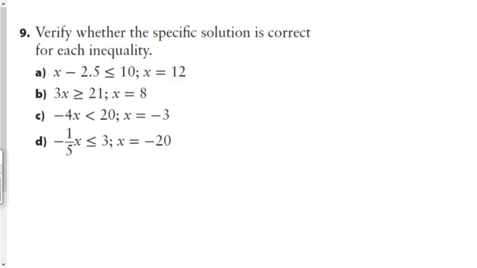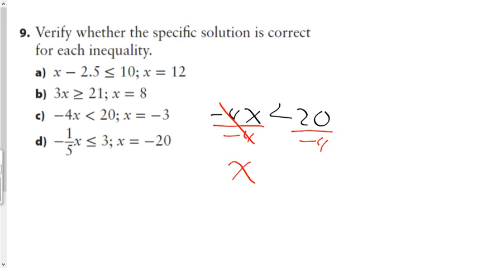In our third one, C, let's do the solving at first. So negative 4x is less than 20. In this example, I'm going to solve it by dividing both sides by negative 4. Now, because I multiplied or divided both sides by a negative value, I have to flip that inequality sign. And my solution will be any number that is greater than negative 5. Is negative 3 one of those numbers that is greater than negative 5? Yes, it is. So therefore, one of the values x could be is negative 3. So yes, this is a correct solution.